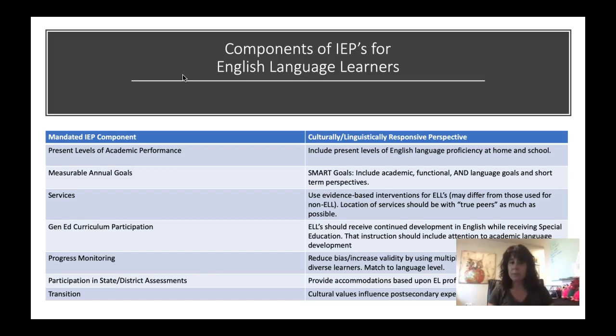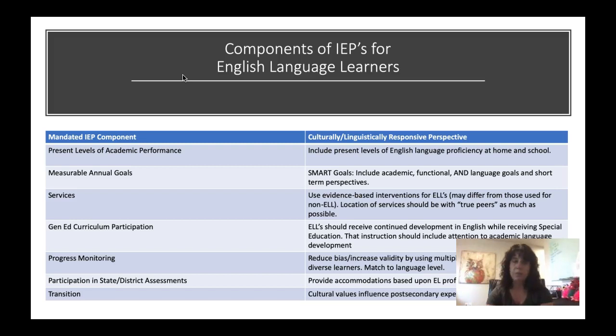When we think about services, it's important to use evidence-based practices for English language learners, and those evidence-based practices may very well be, and often are, different from those used for non-ELL students. The location of services should be with their true peers as much as possible. And those true peers may be students who are also English language learners, or they may be non-ELL learners.